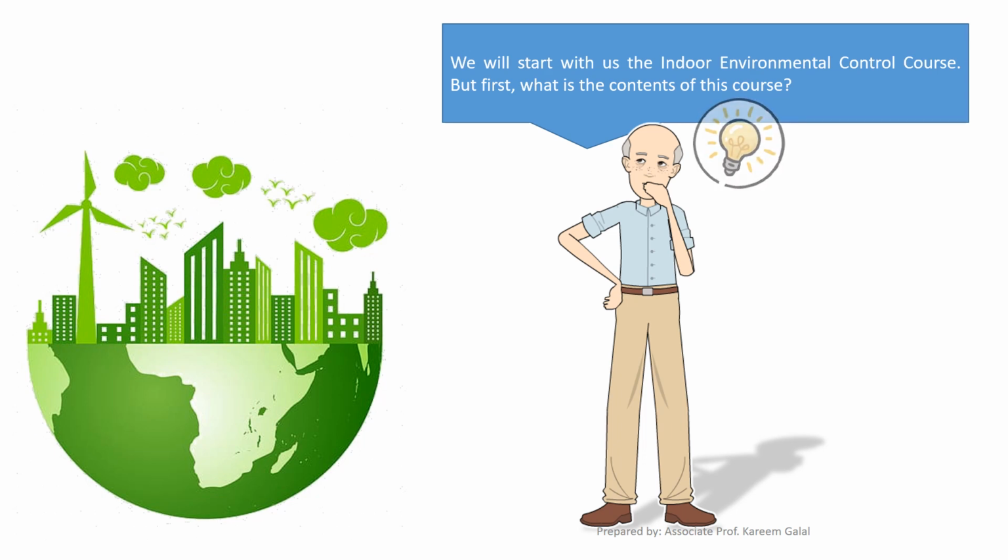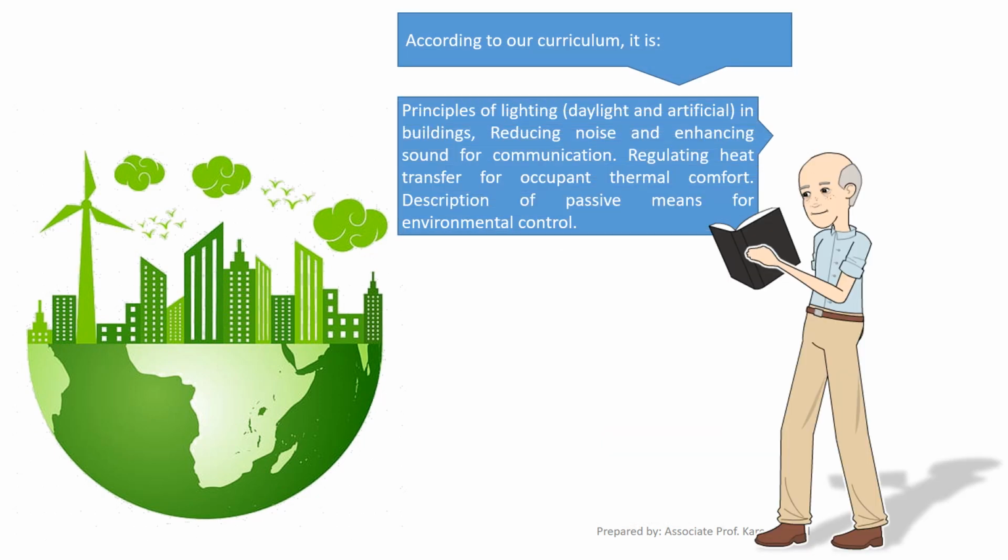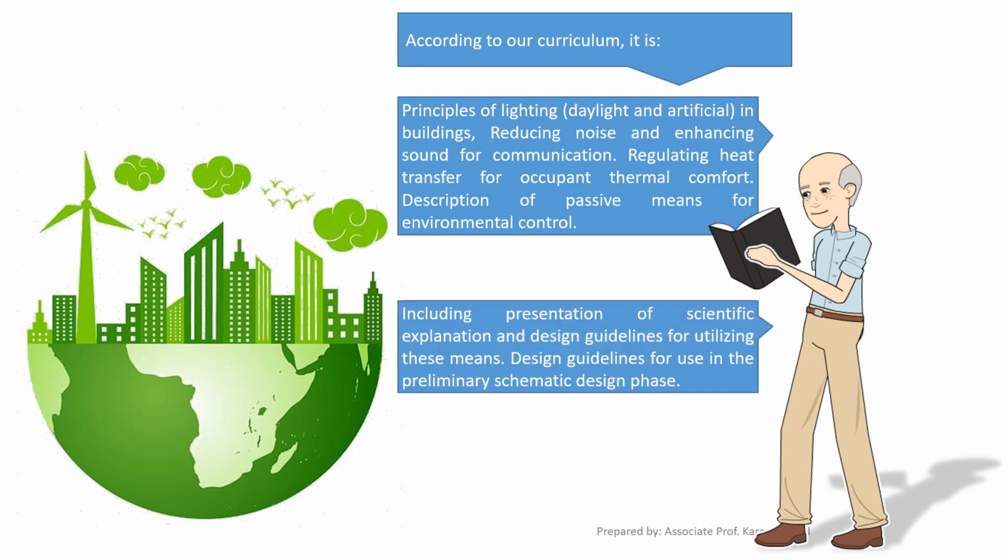But first, what are the contents of this course? According to our curriculum, it is Principles of Lighting, Daylight and Artificial, in Buildings, Reducing Noise, and Enhancing Sound for Communication. Regulating heat transfer for occupant thermal comfort. Description of passive means for environmental control. Including presentation of scientific explanation and design guidelines for utilizing these means. Design guidelines for use in the preliminary schematic design phase.